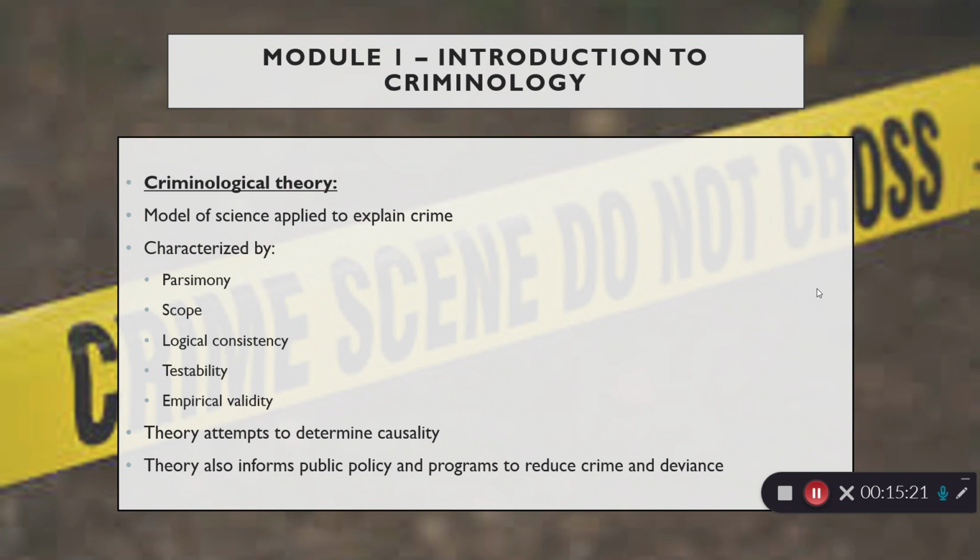Okay, so theories in general attempt to determine causality. Why is A causing B, or how does A cause B, right? The theories, like all social science theories, to an extent, inform public policy and programs to reduce crime and deviance, such as why do you have police officers on foot patrol all over? What informs that? How does that prevent crime? Does that prevent crime? Why do you use camera systems in banks? Why do you have police doing undercover operations? So these all inform this idea of criminology and public policy.